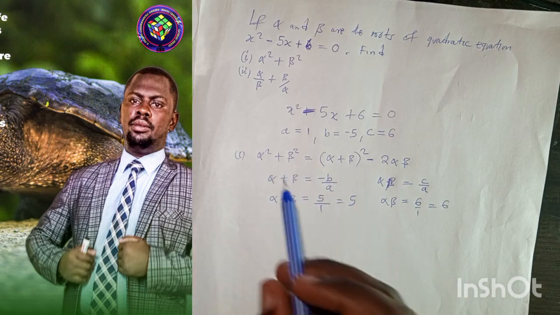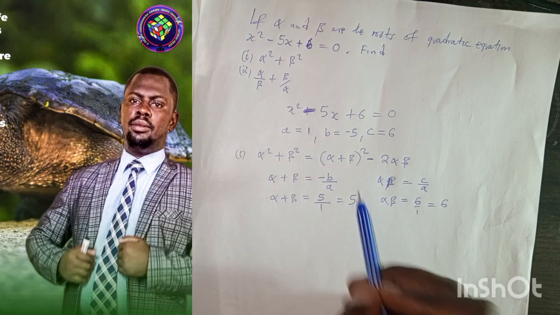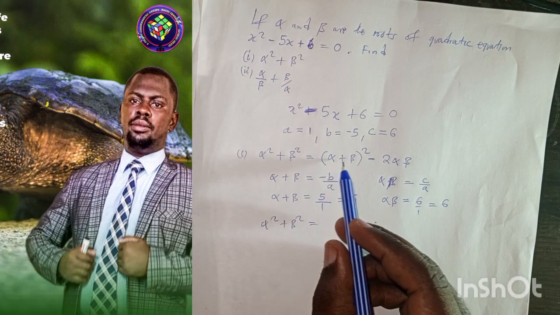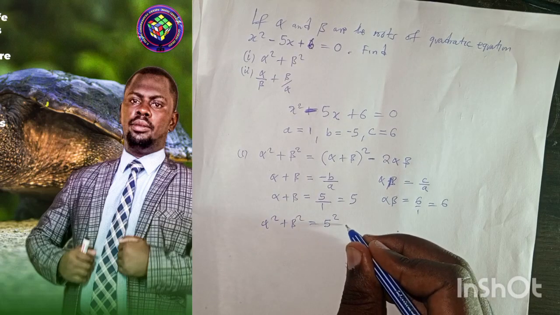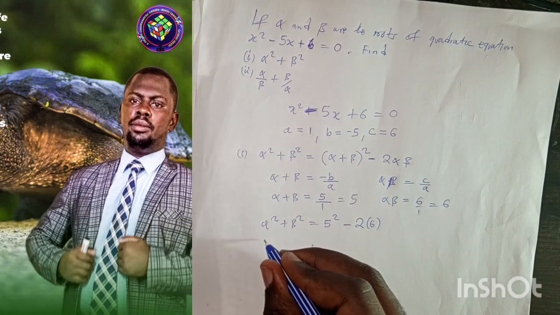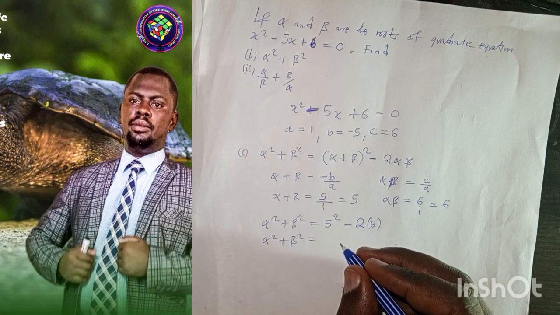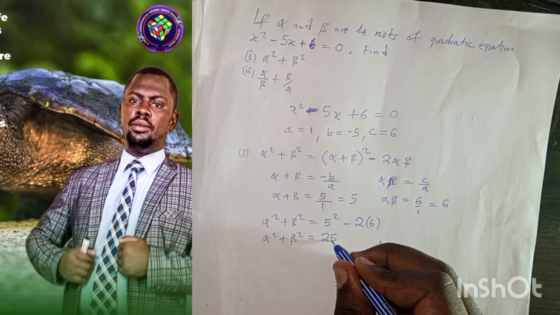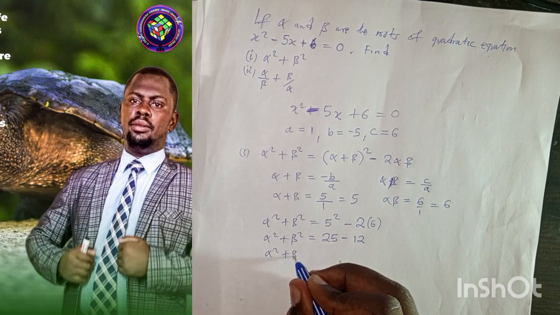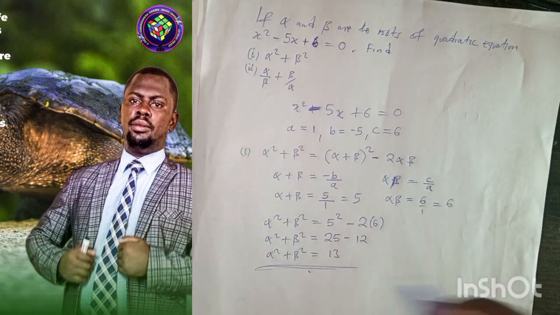So we go back to our initial equation. Alpha squared plus beta squared is equal to the square of alpha plus beta, minus 2 alpha beta. Where there is alpha plus beta, you put 5, and where there is alpha beta, you put 6. So you have 5 squared minus 2 times 6. 5 squared is 25, and 2 times 6 is 12. So alpha squared plus beta squared is equal to 25 minus 12, which is 13. That's the answer for the first one, 13.